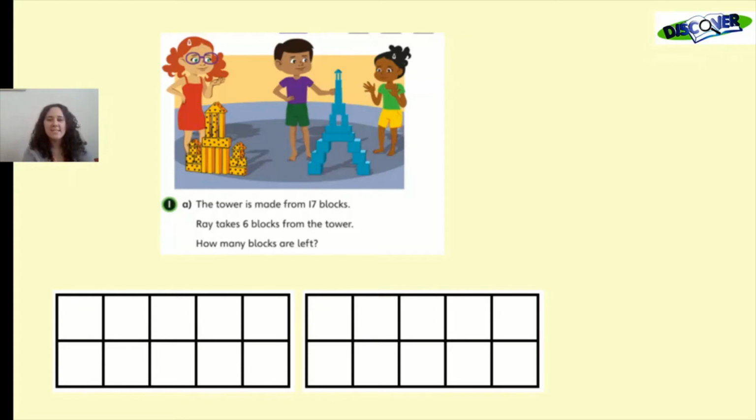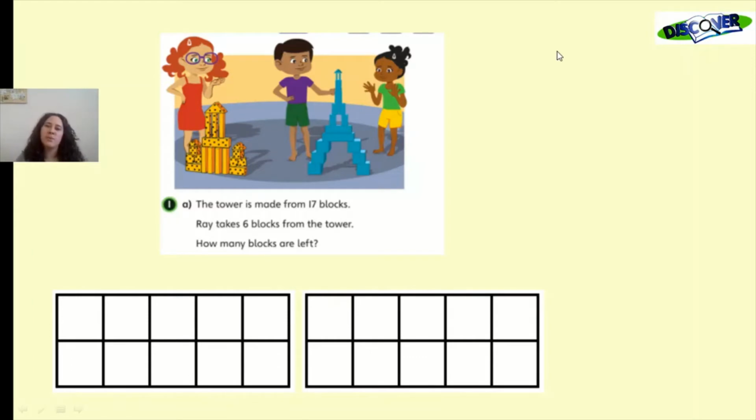Okay, let's discover today's learning. These are all going to be word problems today. So let's see our first word problem. The tower is made from 17 blocks. Ray takes 6 blocks from the tower. How many blocks are left?